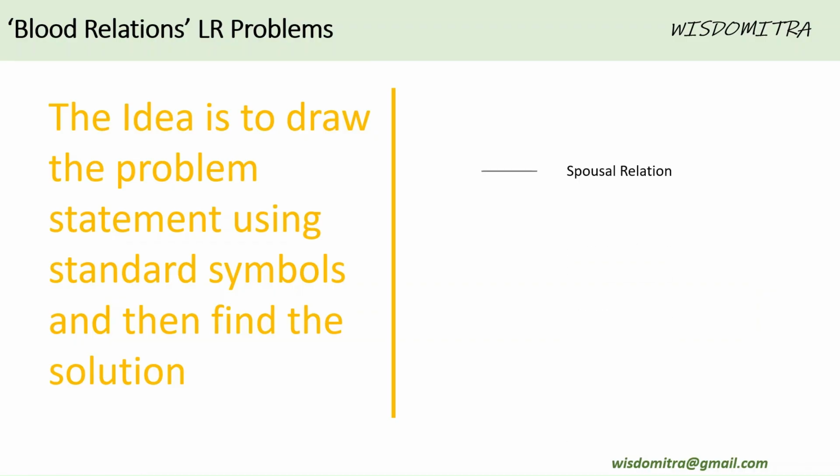Say, for example, for a spousal relationship, that is, the relationship between husband and wife. If the question says A is husband of B or A is wife of B, you are supposed to draw it with a horizontal thick line. Similarly, a parent-child relationship is demonstrated by a vertical line. So if A is son of B or A is daughter of B, that can be demonstrated by a vertical line. Sibling relationship can be demonstrated by a dotted line. So if A is brother of B or A is sister of C, that can be demonstrated by a dotted line.